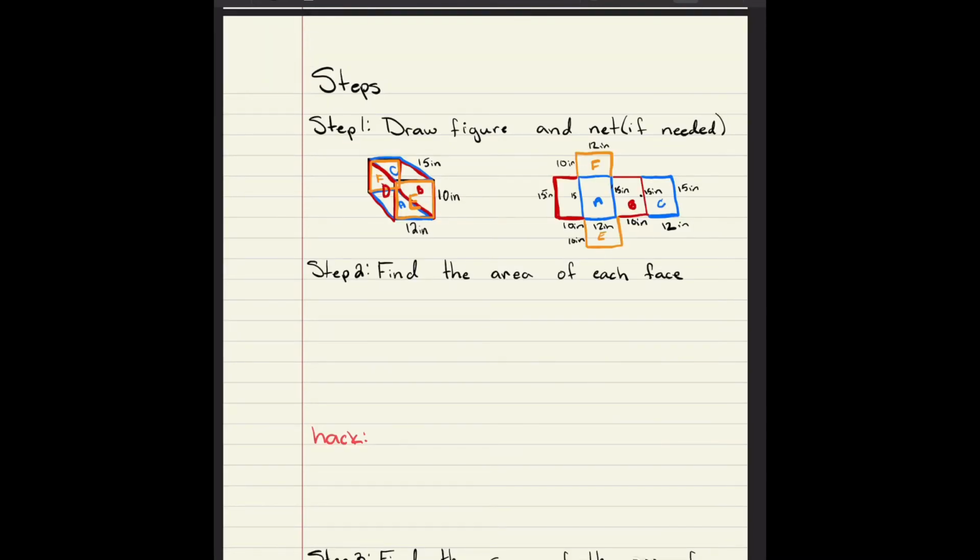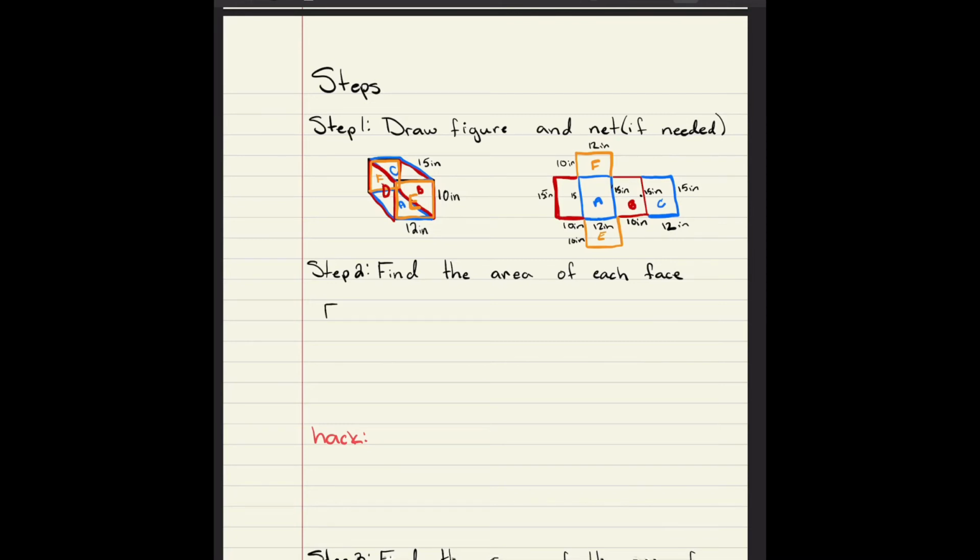All right, here are the steps. So we're using the same example. Step 1 is to draw the figure and net if needed. Sometimes they will provide the net, so you won't need to do that. So I just copy and pasted what I had.